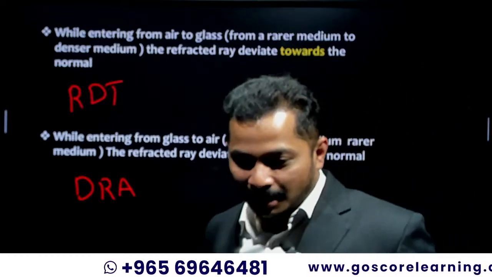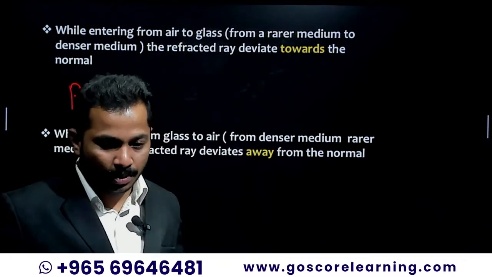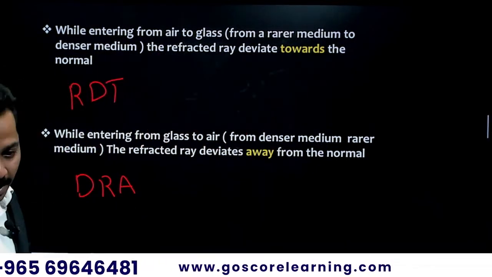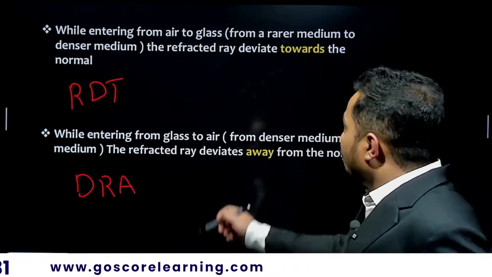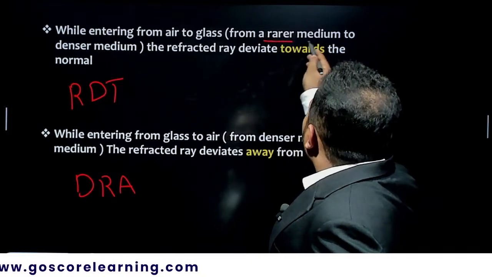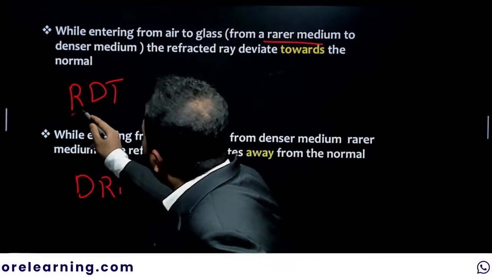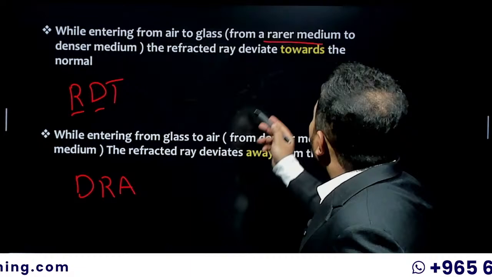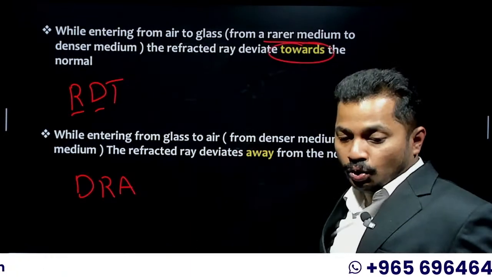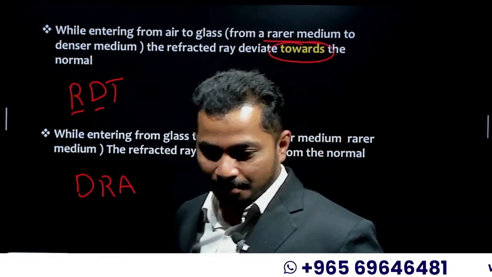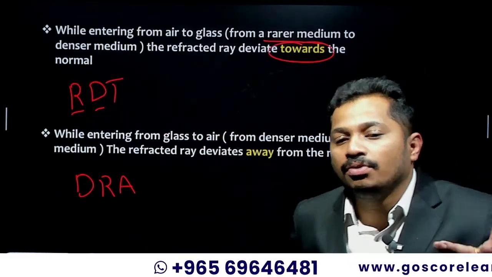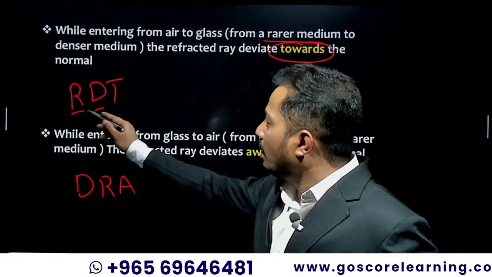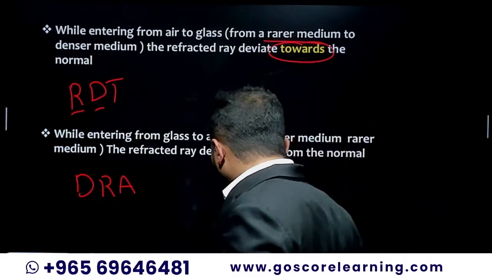Students may be aware of what RDT and DRA are. Listen, RDT means when light enters from a rarer medium to a denser medium, the light ray deviates towards the normal. There is no other way, you have to learn it by heart. Rarer to denser, towards normal. When the light ray enters from a rarer medium to a denser medium, it will deviate towards the normal.